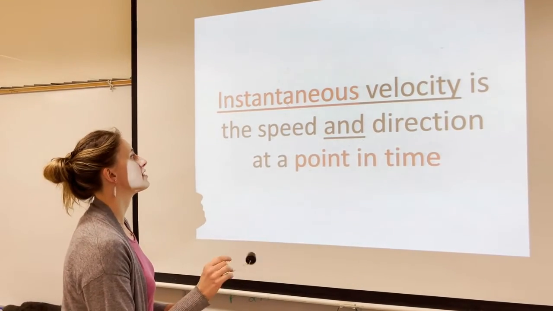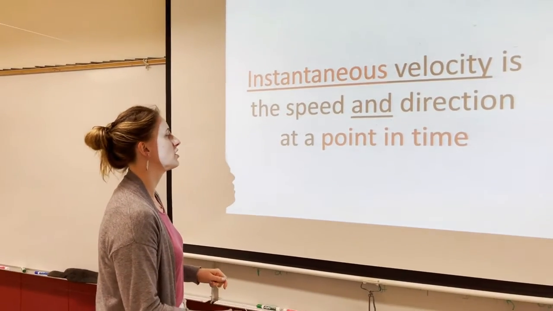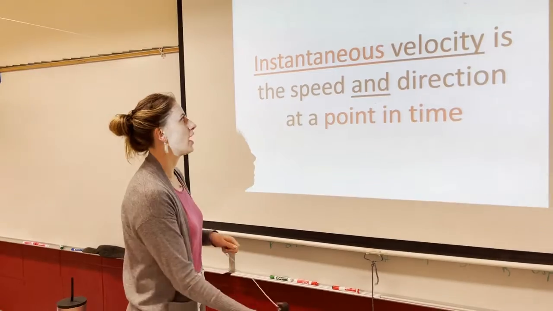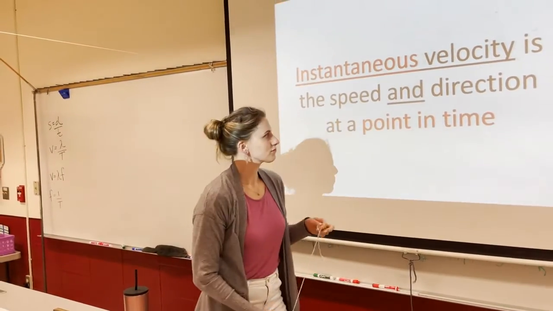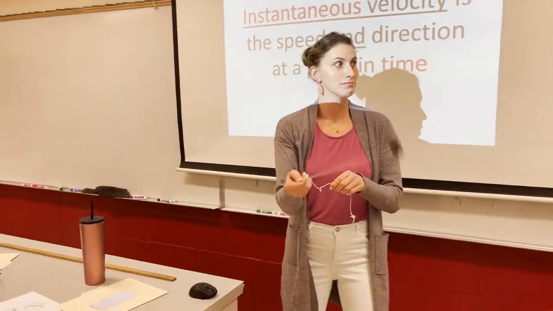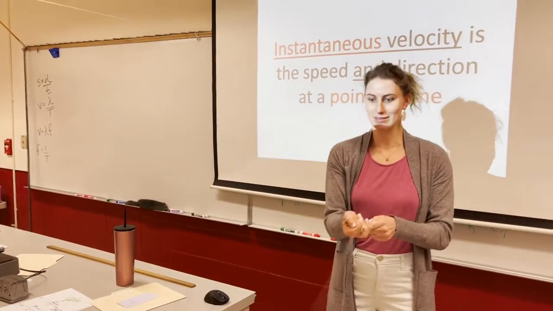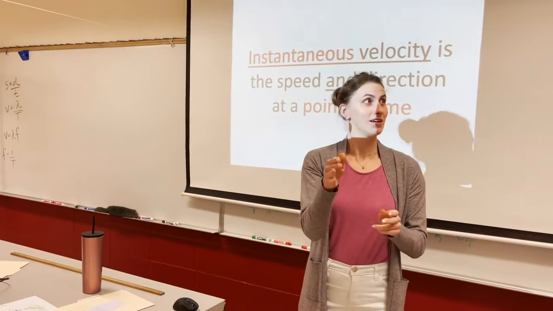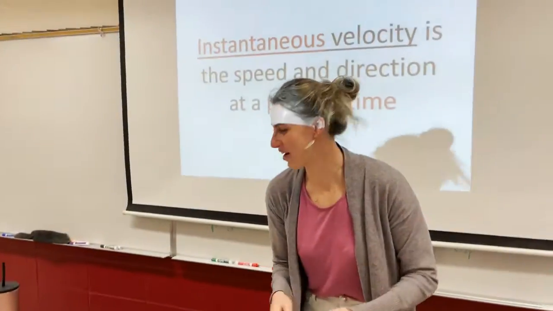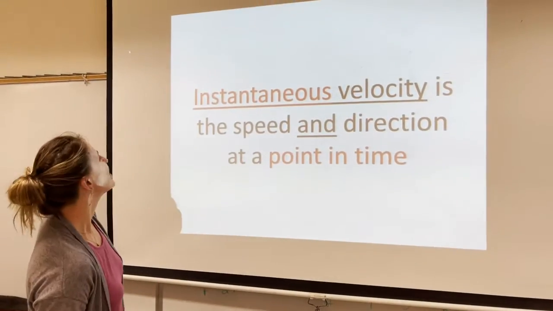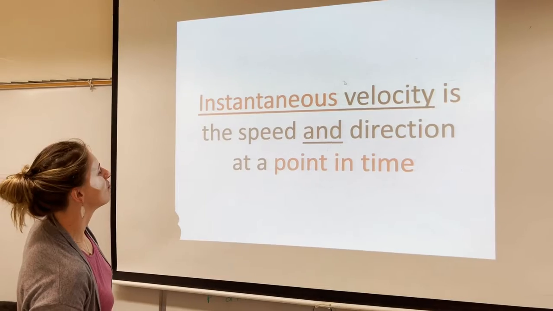Instantaneous velocity is the speed and direction at a point in time, like we just said, right here. If you twirl the stopper and let go of the string, it goes off in a direction tangent to wherever I let it go. Do I have anything breakable over there? No, just the wall. So, there we go.